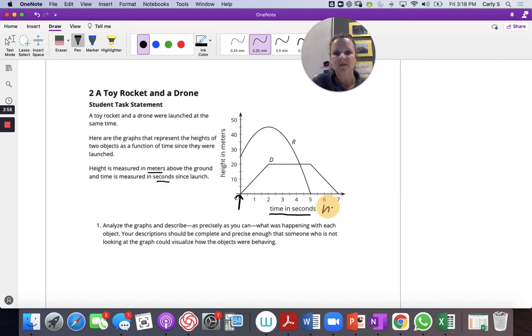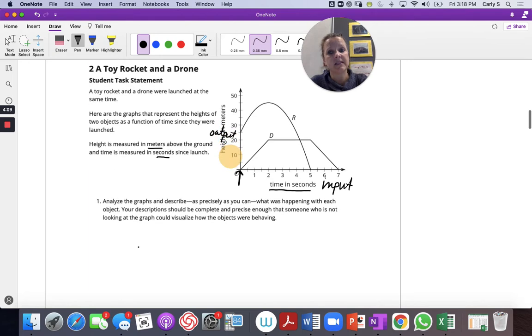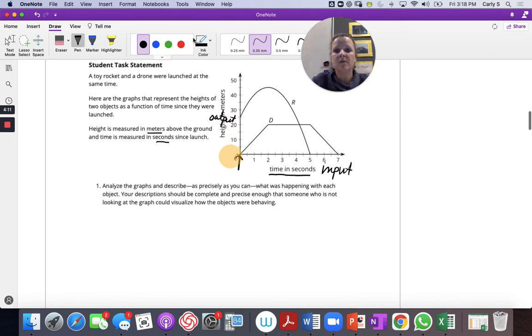So this is our input. It's our independent variable, and this is our output. It's our dependent variable. Analyze the graphs and describe as precisely as you can what was happening with each object. Your description should be complete and precise enough that somebody who is not looking at the graph could visualize how the objects were behaving. So I'm going to look at the graph and describe one object at a time.